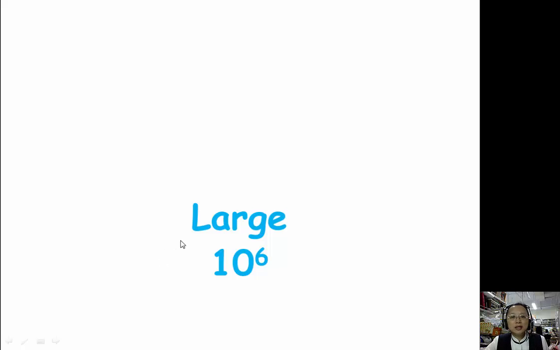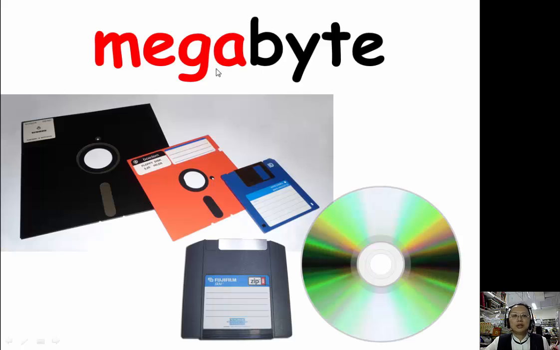Now let's move to really large numbers, like 10 to the 6. 10 to the 6, we use mega, M-E-G-A, and the prefix mega can also mean really large, but it does have numeric meanings. It's 10 to the 6. Like megabyte, we use megabyte to calculate the volume of digital information. Nowadays, I guess you guys are probably thinking, what are these? I've never seen those kind of stuff. These are called floppy disks.